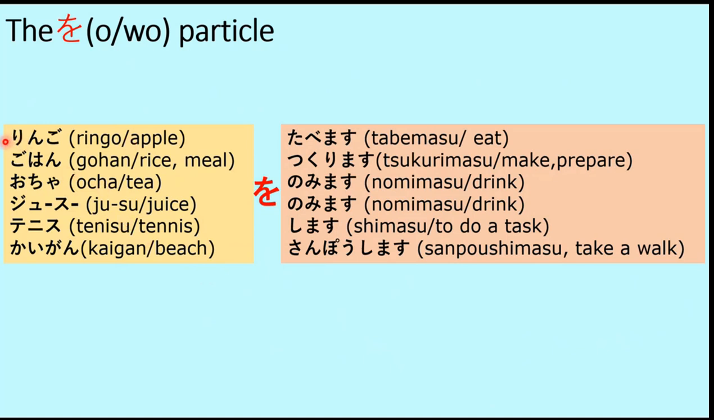You can put watashi wa in front of this, where watashi is the subject, wa is the subject marker particle, followed by the object, ringo, followed by the particle o, and finally the verb. So it follows the subject object verb, that is SOV structure. Watashi wa ringo o tabemasu. Watashi wa gohan o tsukurimasu. Watashi wa ocha o nomimasu. Tanaka-san wa juice o nomimasu. Watashi wa tenis o shimasu. Watashi wa kaigan no sanpo o shimasu.